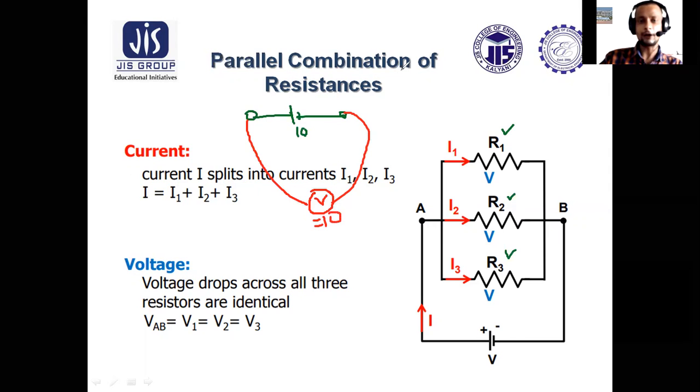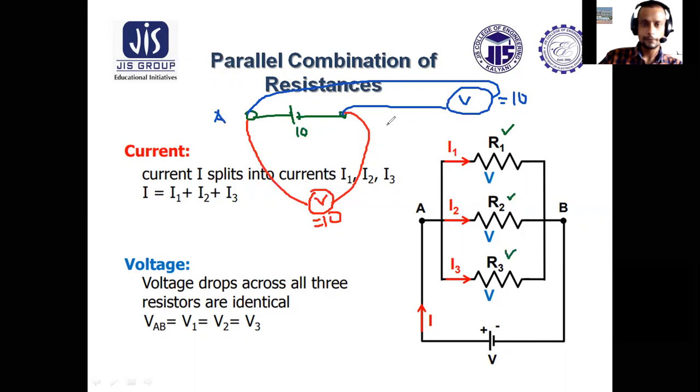Now suppose I have asked someone else to measure the voltage. What may he or she do? He or she may connect the voltmeter like this. What should be its reading? 10. Because you are measuring voltage across these 2 points, and across these 2 points there is a 10 volt source connected.